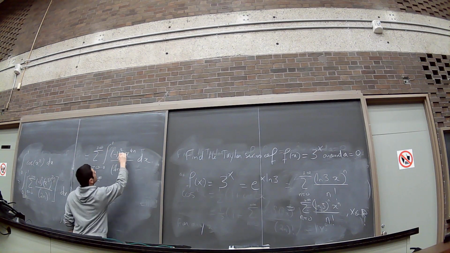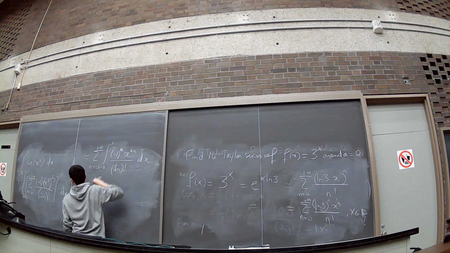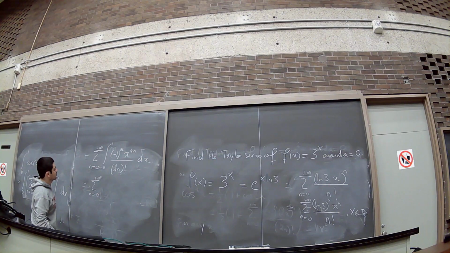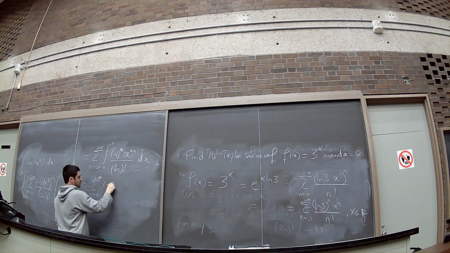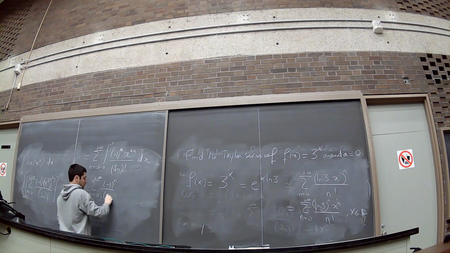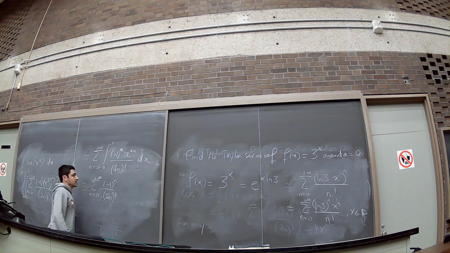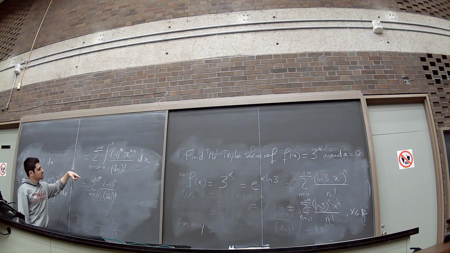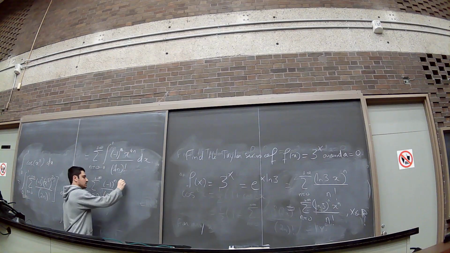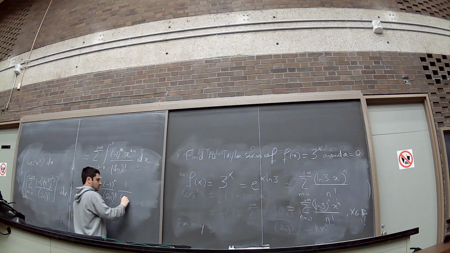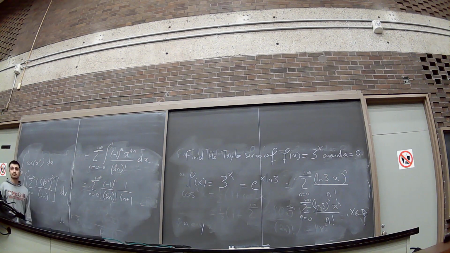Here it looks like a 2, it should be an n. So what is this integral? It's the sum of minus 1 to the n over 2n factorial times the integral from 0 to 1 of x to the 4n. What do you get? You get 1 over 4n plus 1.